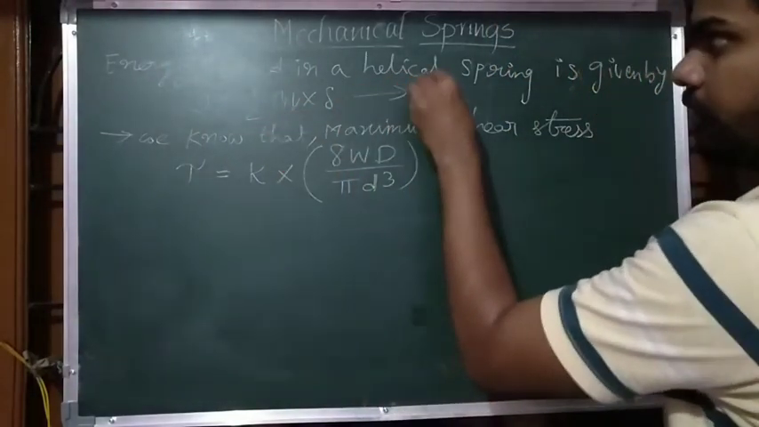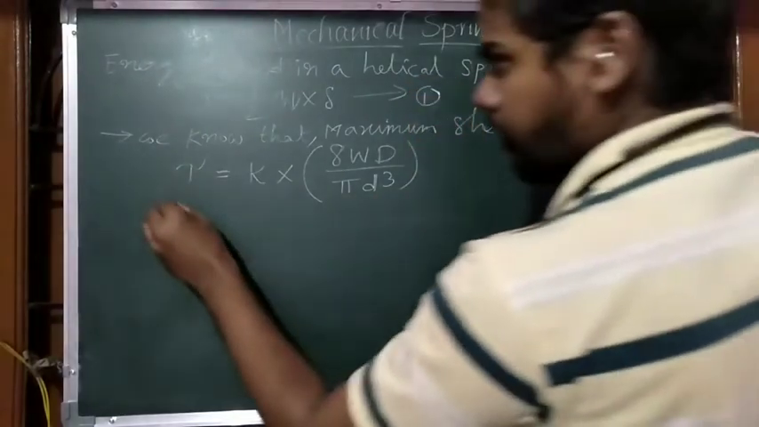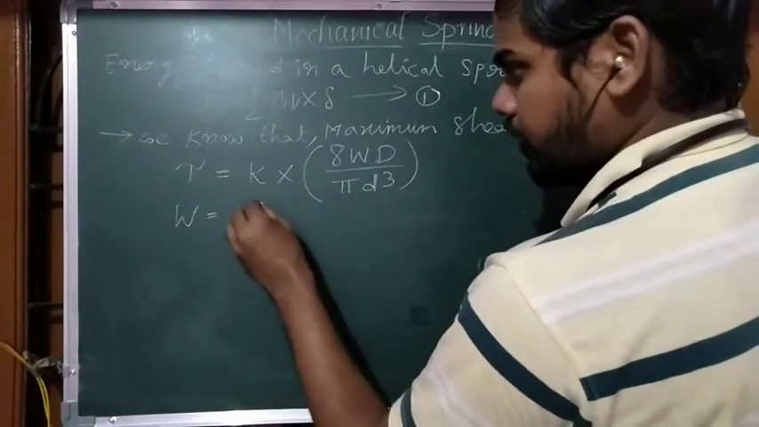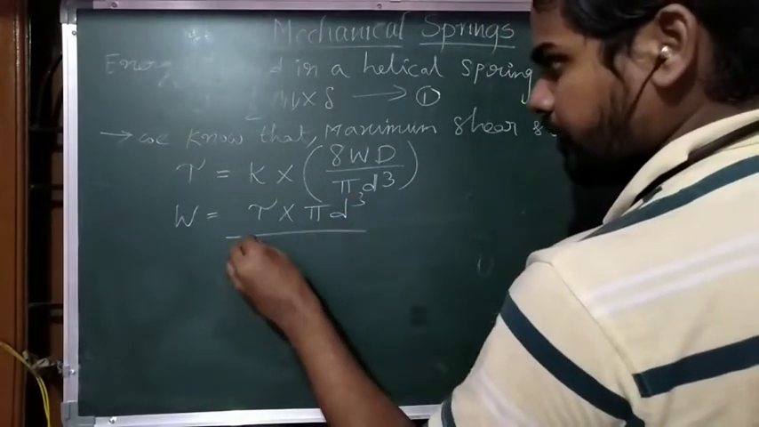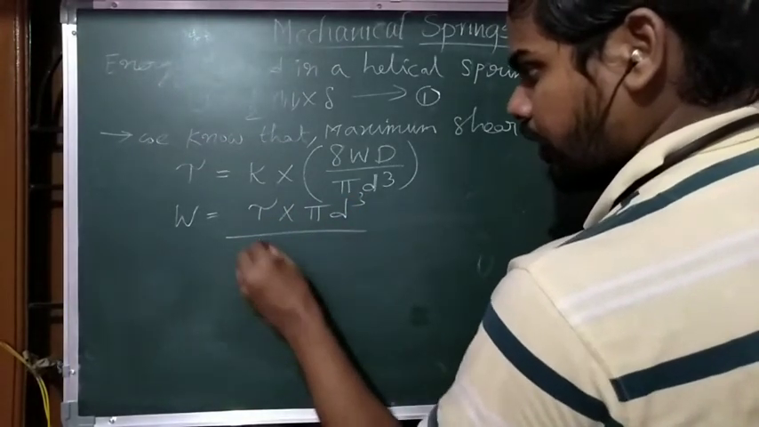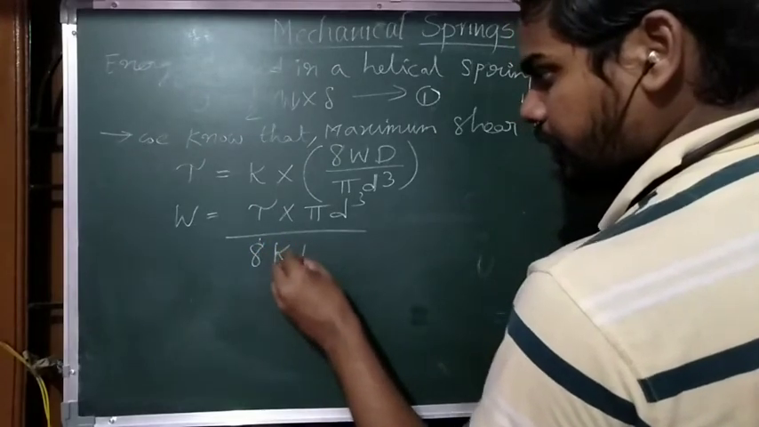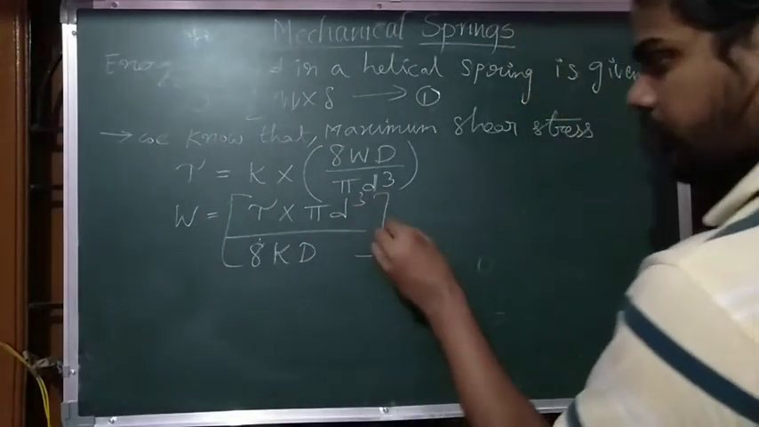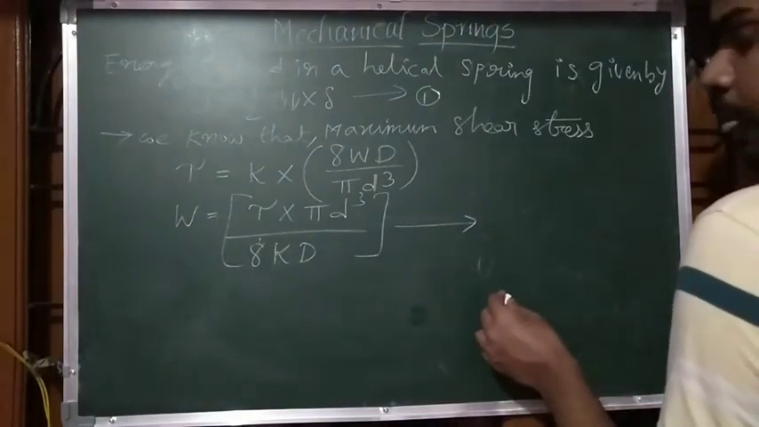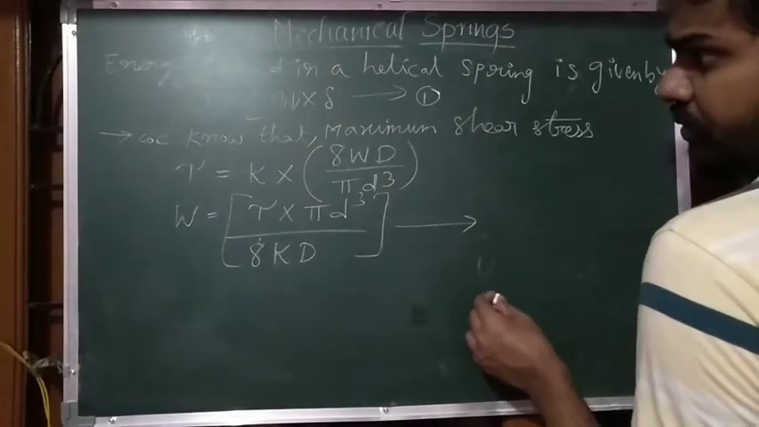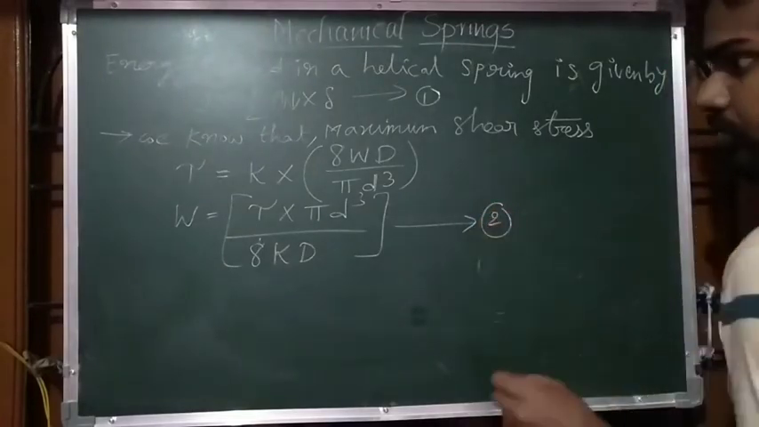So let us take the terms to this side, and W becomes tau pi d cube divided by 8kD. Okay, is it okay? 8kD. Fine, so let us say equation number 2.